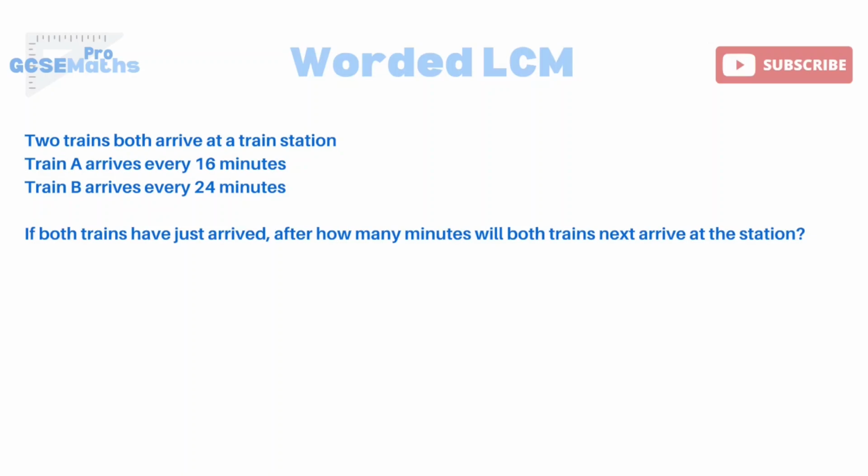So now that we know that we've got 2 different trains, they both arrive every so often, one every 16 minutes, the other every 24. The question is, if both trains have just arrived, after how many minutes will both trains next arrive at the station? At the same time, basically, is what we're saying. So do you see how that's basically lowest common multiple? We're saying, right, every 16 means there's 16 times tables. Every 24 means obviously the 24 times tables. If they both just arrived, when will be the next time? So it's kind of like the next point in which both of their times tables overlap, i.e. the lowest common multiple.